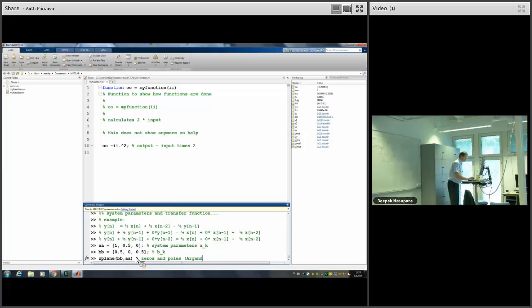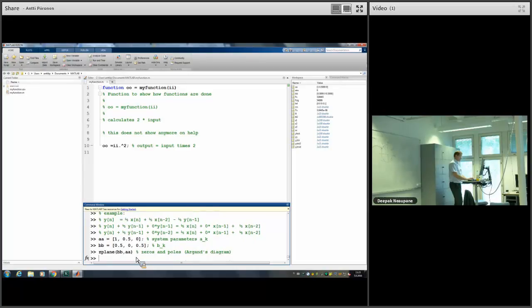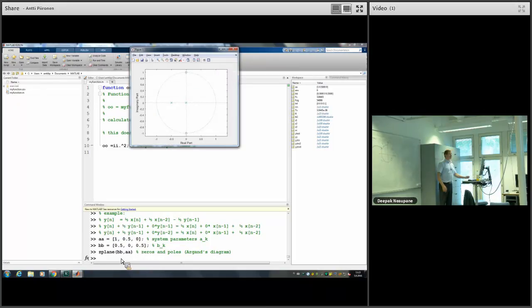Argand's diagram. There. That's the system. Zeros and poles. Well, those are just locations on the complex plane. Nothing spectacular, but we can already say all the poles are inside the unit circle, so this is a stable system.